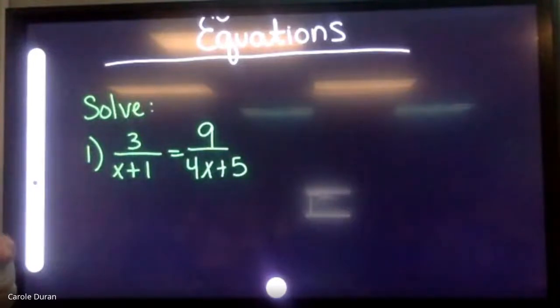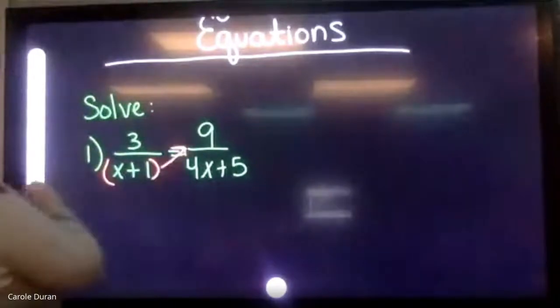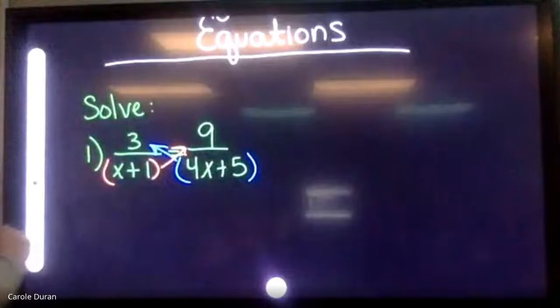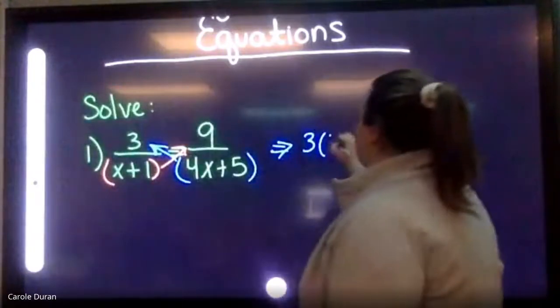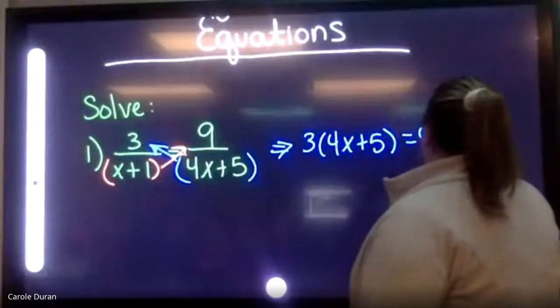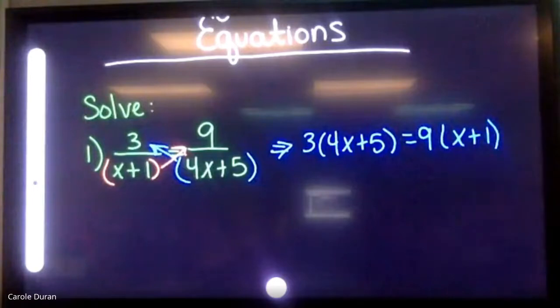Cross multiply. If there's one fraction on the left and one fraction on the right, that is the easiest way to get all my terms to one level. So I'm going to cross multiply x plus 1 over with the 9 and 4x plus 5 over with the 3. When I do, I get 3 times 4x plus 5 equals 9 times x plus 1. I will distribute my values in and then simplify and solve for x.